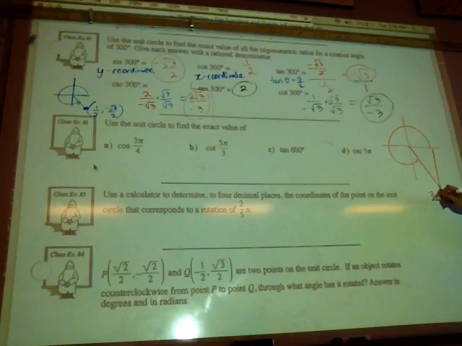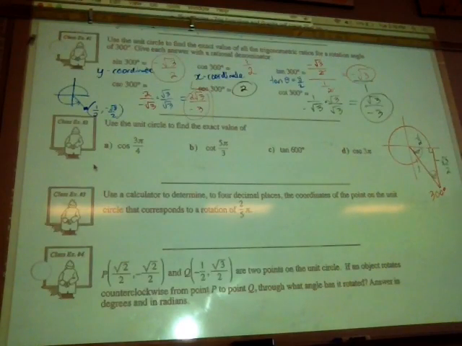So if I rotate it to 300 degrees, what is your reference angle? 360 minus 300, 60 degrees. Okay, so that means this is 30 degrees here. So I'm going to have root 3 over 2, 1 over 2, and radius of 1. Because this point is in the fourth quadrant, my y will be negative.